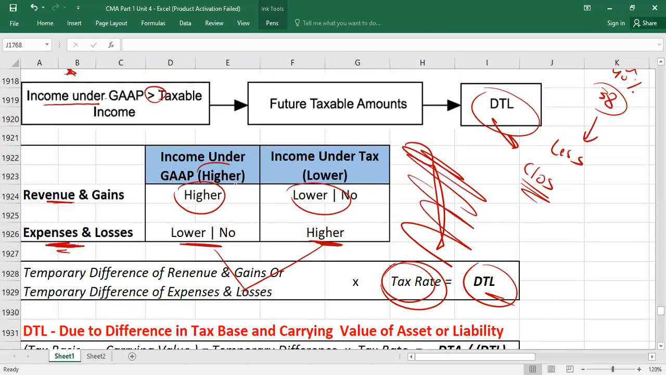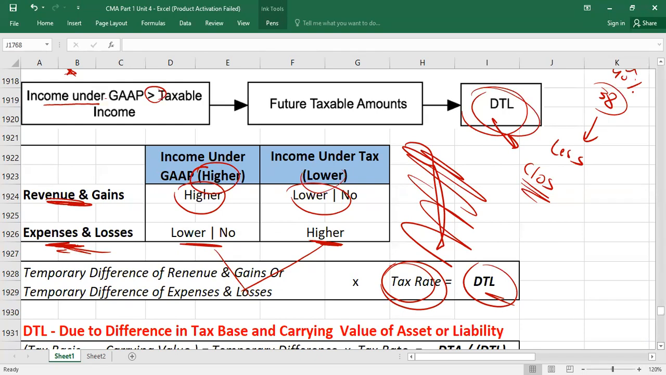If accounting income is higher than taxable income, what will happen? Deferred tax liability will arise. Accounting income could be higher due to revenue or gains, or due to expenses or losses. Understood? In which year do you only have to do the calculation? Only in the current year. You can do it, right?